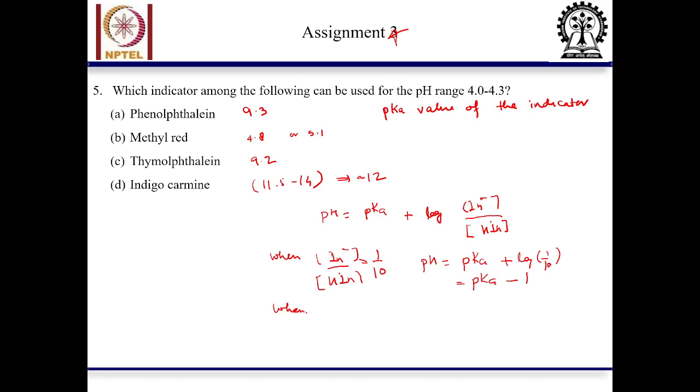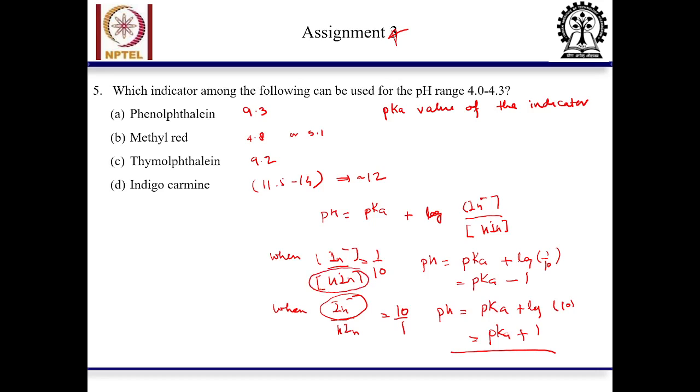So what happens the other way, when one is 90% and the other is 10%? So In minus divided by HIn is close to 10 by 1. So In minus is 10 times the other, meaning 90% is In minus and 10% is HIn. So the pH is pK plus log 10, which is basically pK plus 1, right? So you can see that first we see the pK. If we go 1 unit of pH above, we see one form, and if we go 1 unit below, that is the other form.